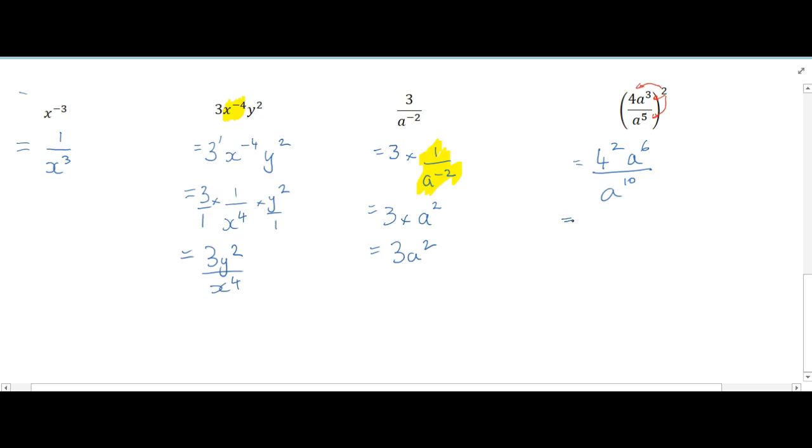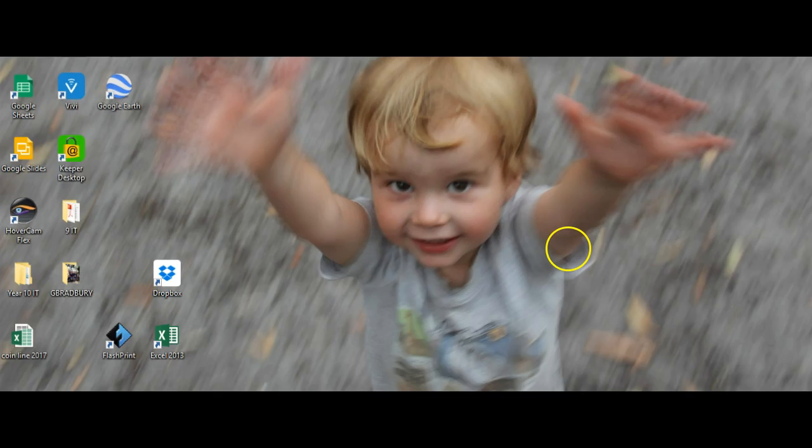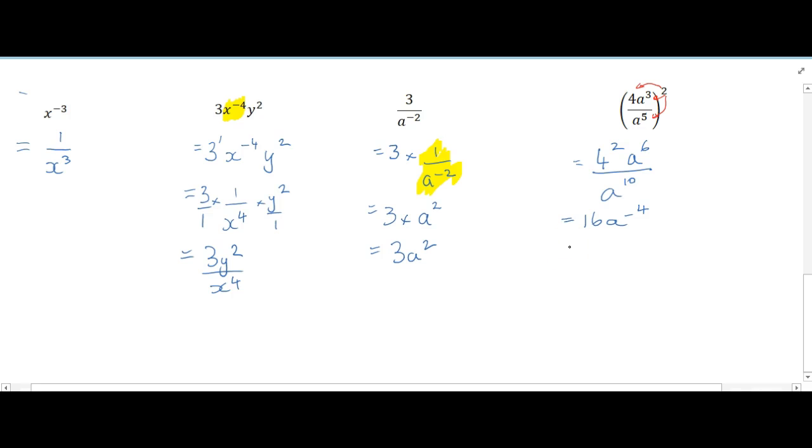Now let's expand that again. 4 to the power of 2 is 16. Now a to the power of 6 divided by a to the power of 10. If you remember correctly, if we're dividing numbers with the same base, we take away the powers. Now 6 take away 10 is actually negative 4. So what we get is 16a to the power of negative 4. Okay, so we've got our negative power.